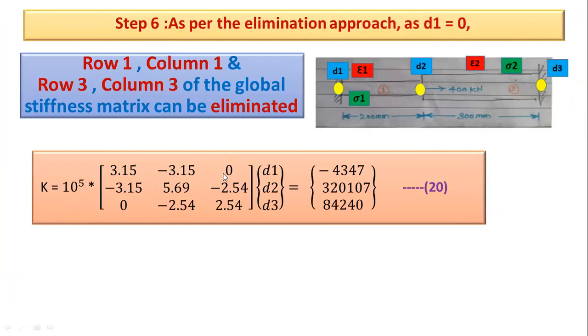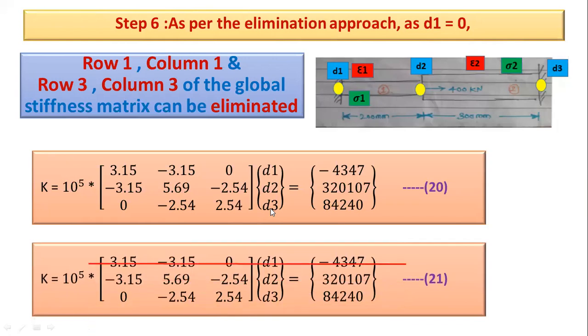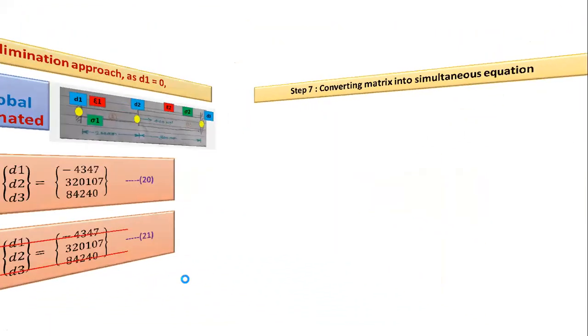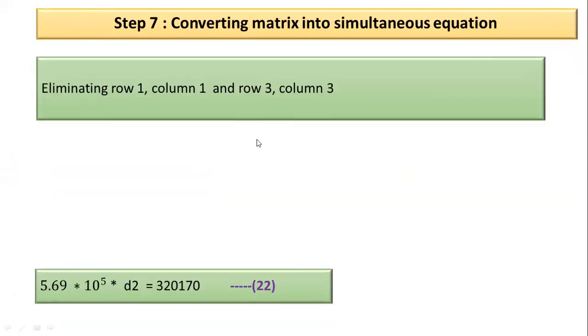Application of boundary condition. If you know that the displacement means adjacent with global stiffness matrix, position 1 and 3 are known, so we can eliminate that respective row and respective column. We know the value of D1 and D3, means we can eliminate the row 1 and column 1 from global stiffness matrix, as well as column 3 and row 3. Correct? Now this 3 by 3 matrix converted into 1 by 1 matrix.